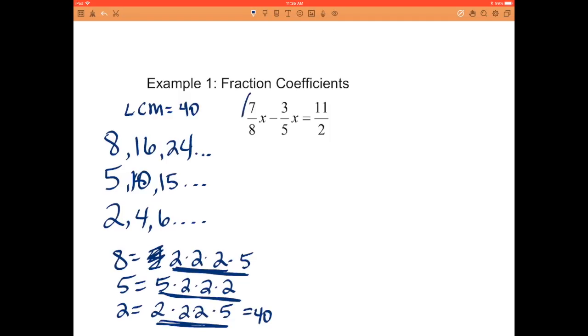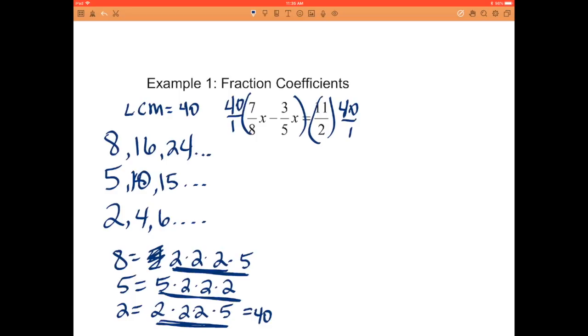So we can multiply each of the sides by 40. You could think about it as 40 over 1 also. Next thing, we could multiply all the numerators by 40 and then divide by the denominators. So if we did 40 times 7, we'd get 280x, and then we'd have to divide that by 8. But that's making the numbers pretty big.